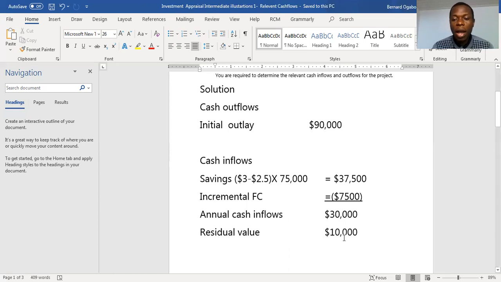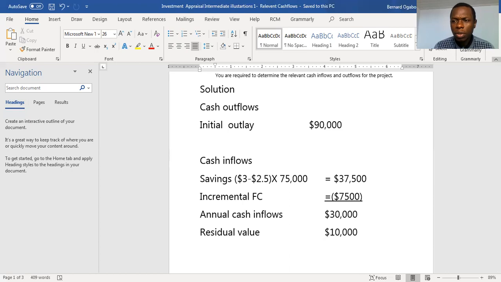Now, there's a reason why I separated the annual cash inflows from this 10,000 residual value, although both of them represent the relevant cash inflow for this question. But if I was going to estimate the net present value, 30,000 comes in every year, but the residual value is only going to come in at the end of the project.